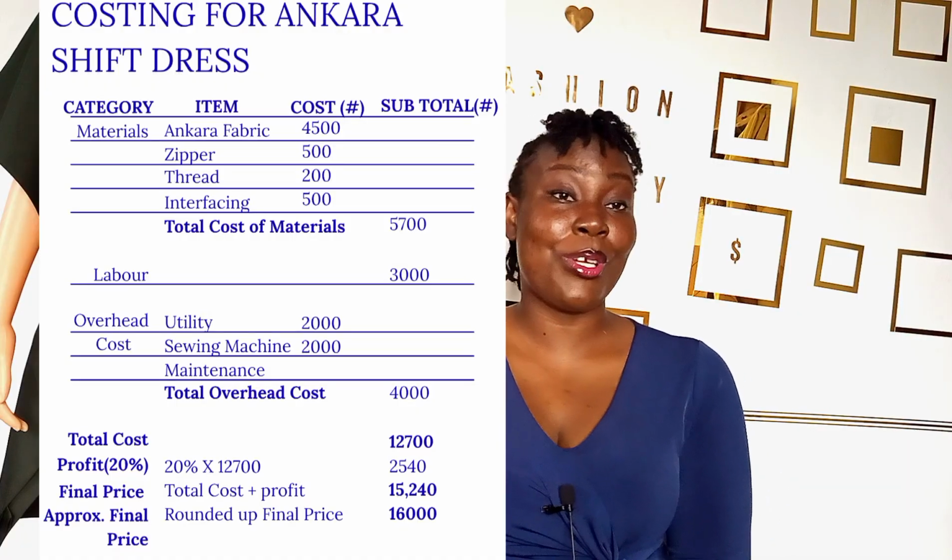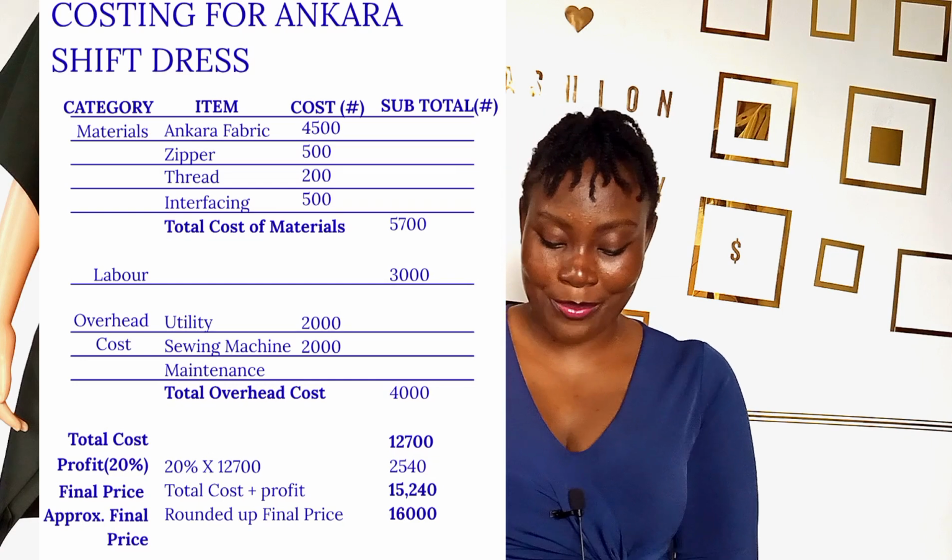So let's do a breakdown. For this, I already have a written breakdown here, so I'm going to be reading from my notes, but you're going to be looking at it from your screen. Are we cool? So if you're making a shift dress, let's say you're making an Ankara shift dress, this is how you break down your costing to charge your customer.